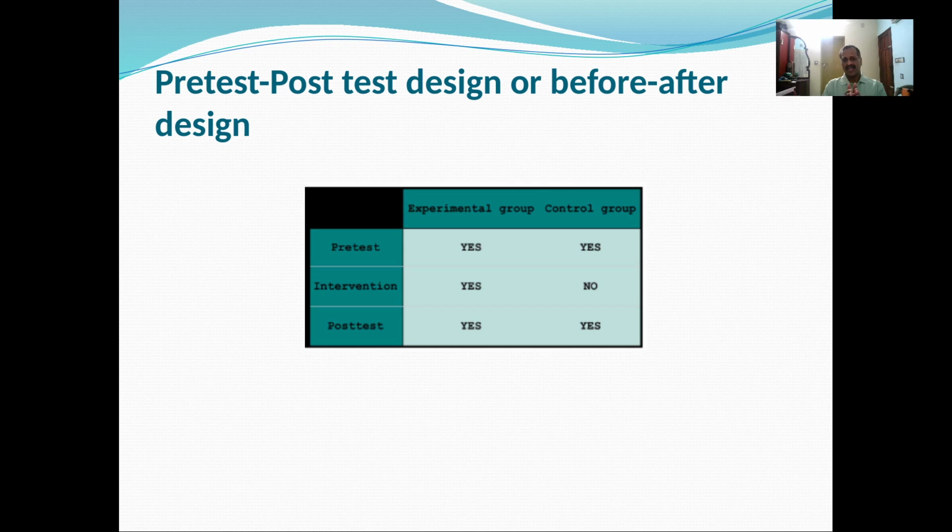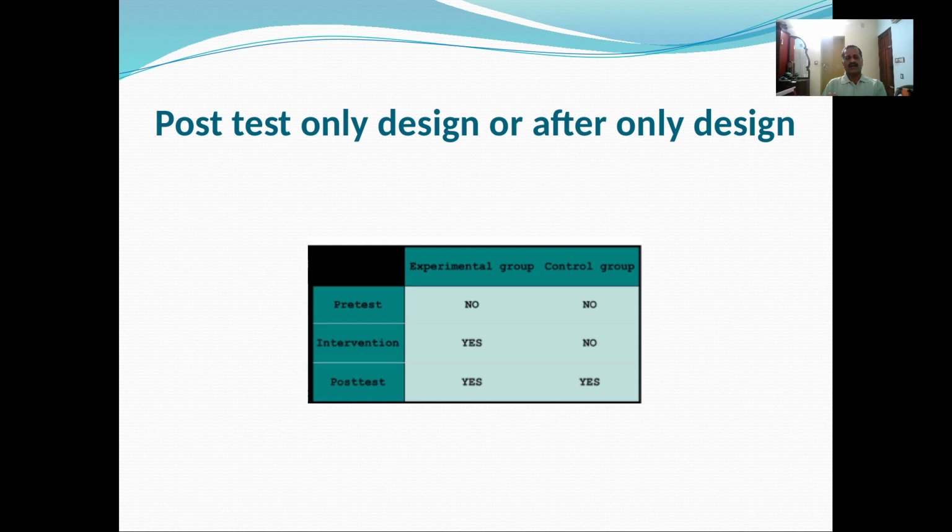There also we can have a control group and the experimental group. We randomize the whole subjects into the control group and the experimental group. Randomization is there. And pre-testing is not possible because the phenomenon has already happened. And the intervention we give to the experimental group, no intervention to the control group.